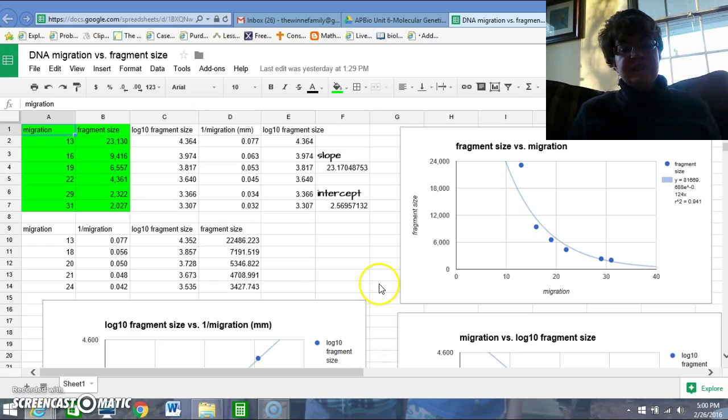If you just take how far the DNA has migrated on the gel that we have here, this is in millimeters, and we compare it to what we know the fragment sizes to be, because this is lambda DNA cut by the restriction enzyme HindIII, we can use that to make a standard graph. Now, if we just graph migration compared to fragment size, we get this exponential equation.